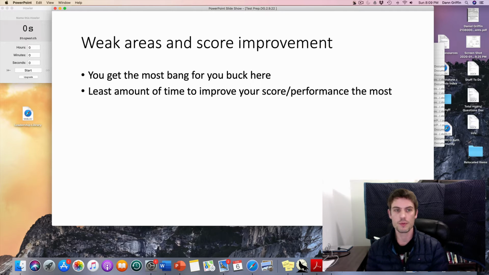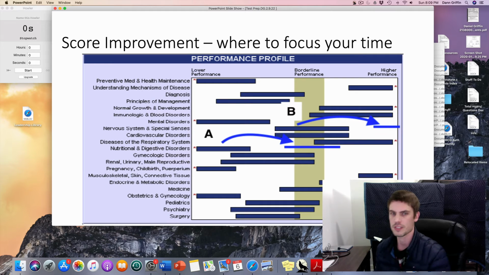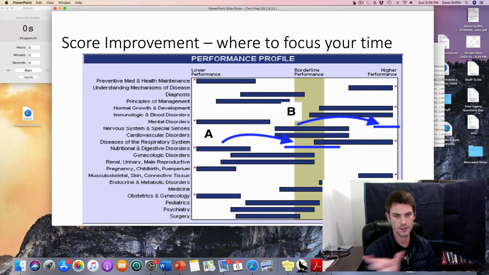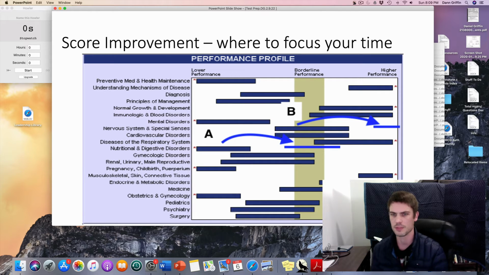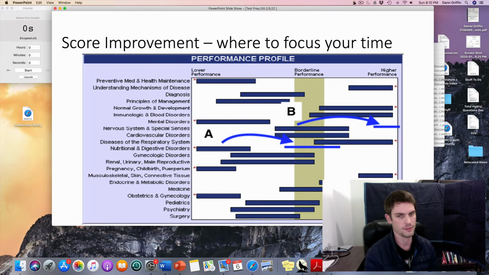Weak areas and score improvement. This is where you're going to get the most bang for your buck, meaning that you're going to spend the least amount of time to improve your score the most. So that's really where you want to focus. So here's an example of this. This is one of those little score performance profiles from the Comlex, I do believe. And I think I hawked it offline or something like that.